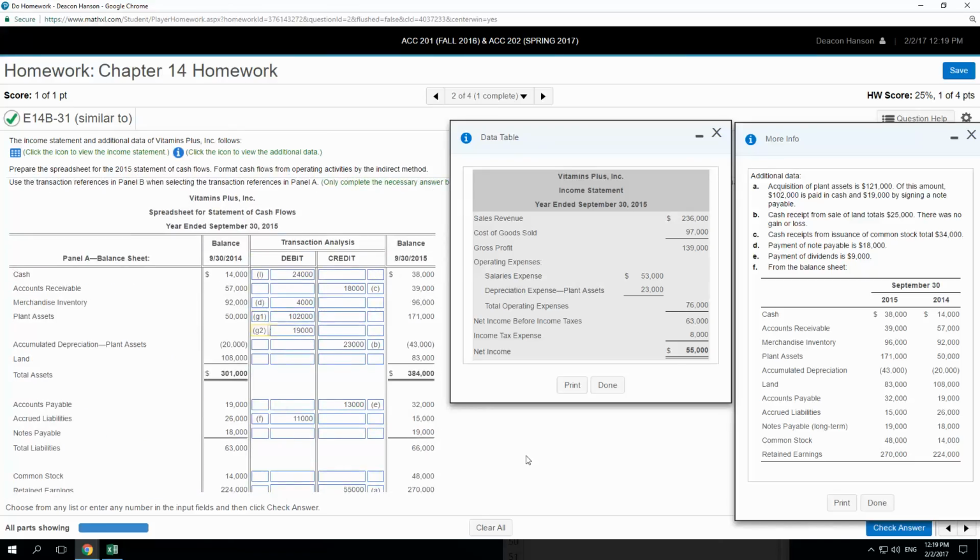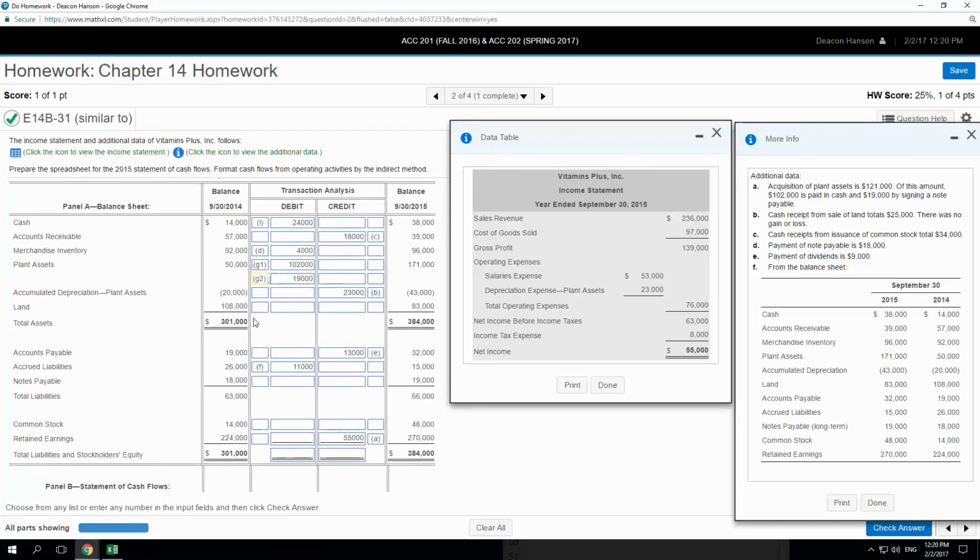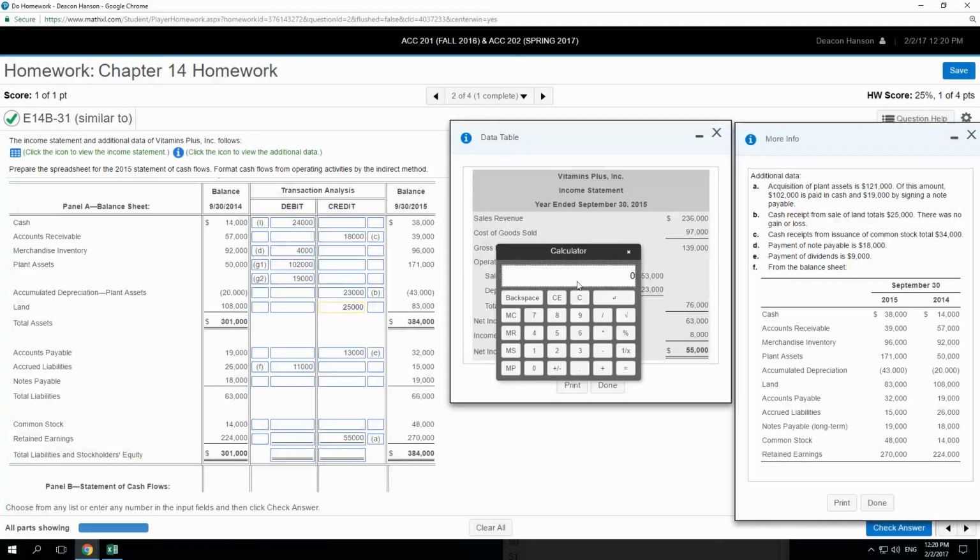Okay. Now what else happens? Cash receipt from the sale of land totals 25,000. There was no gain or loss. So land was sold. There's a $25,000 sale of land. Now, when you're doing this, you want to make sure as you go along, I haven't been doing it for every account, but make sure that the math checks out. So let's check it out, we'll use this as an example.